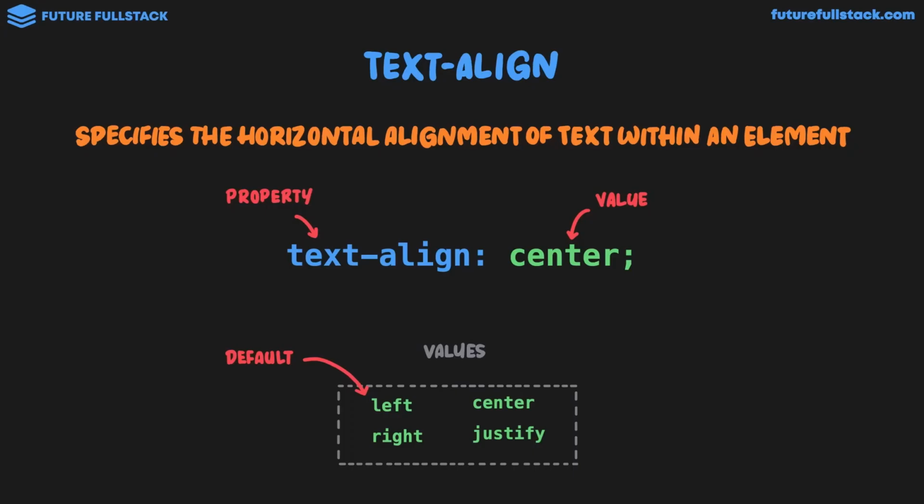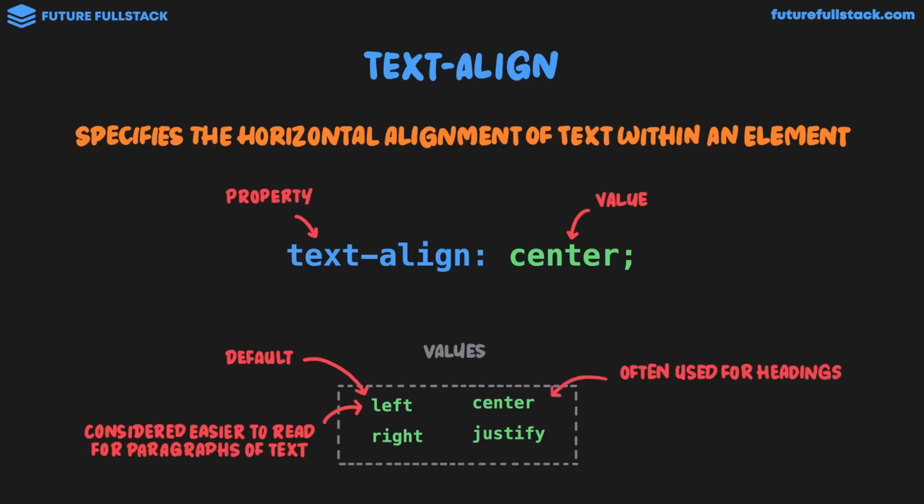Left align is generally considered easier to read for paragraphs of text. For longer chunks of text, it's advisable to either use text align left or not specify it at all, since it aligns left by default. Center alignment is often used for headings and shorter pieces of text. If you set justify as the value, every line in a paragraph takes up the full width of a containing box.